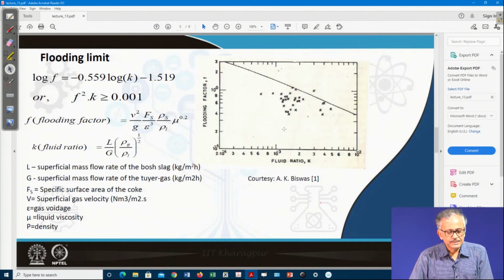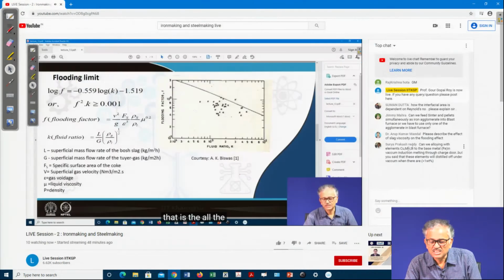So, this is the thing basically. Let us see what questions you have asked. Suman Datta has one question, I think it is from the first one. How is the interfacial area dependent on Reynolds number? Please explain.